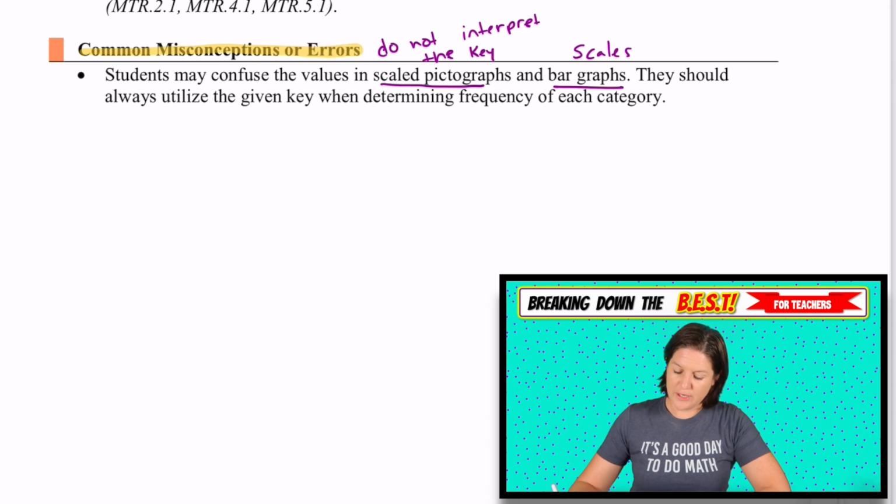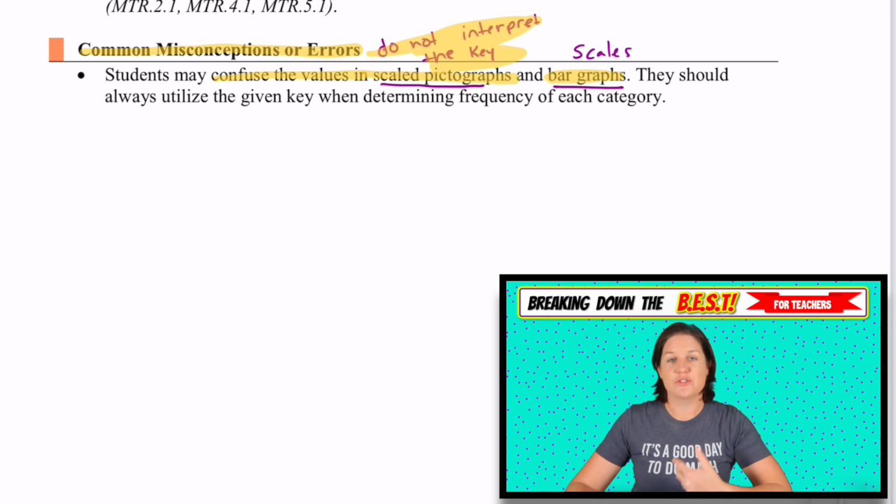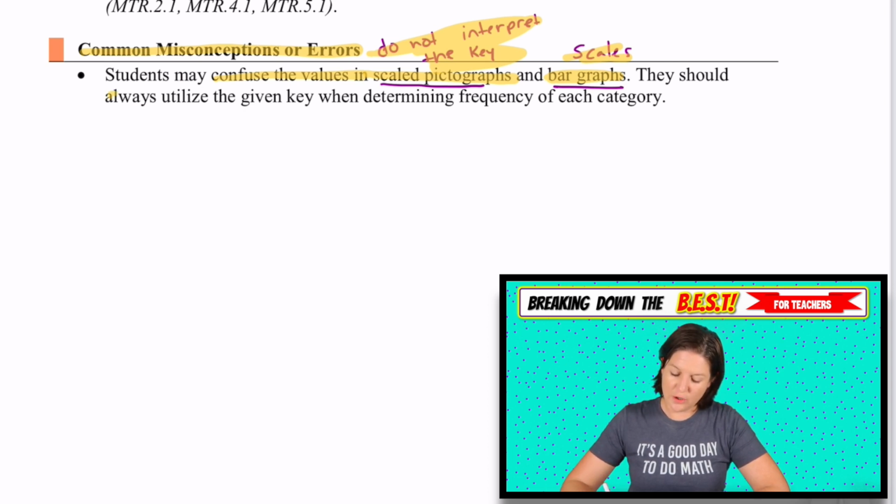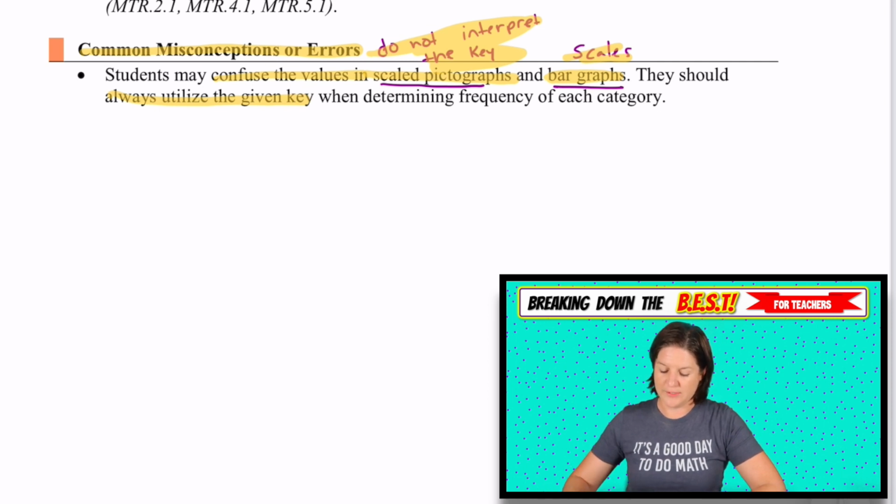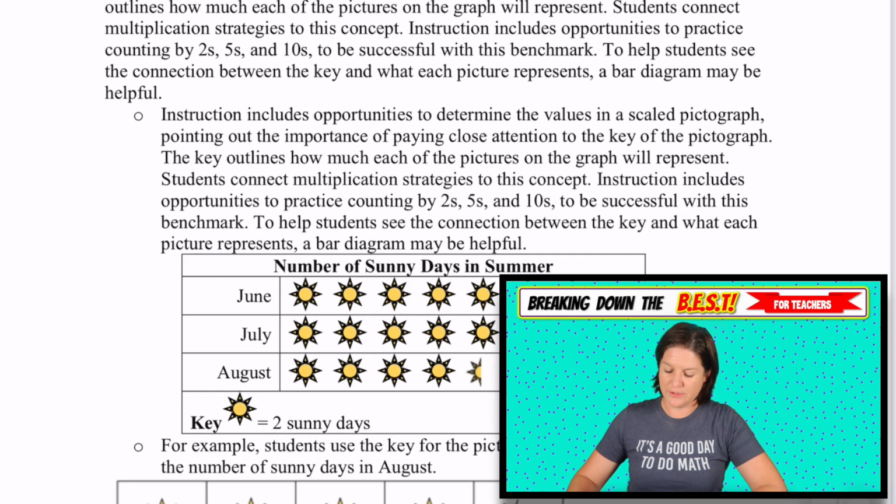Common misconceptions or errors. Students may confuse values in scaled picture graphs. Why? Because they're not interpreting the key correctly, and in bar graphs because they're not interpreting the scales correctly. They might be counting by ones when they're supposed to be counting by fives. It says that they should always utilize the given key to determine the frequency. That is true. That's a big lesson to be learned here.